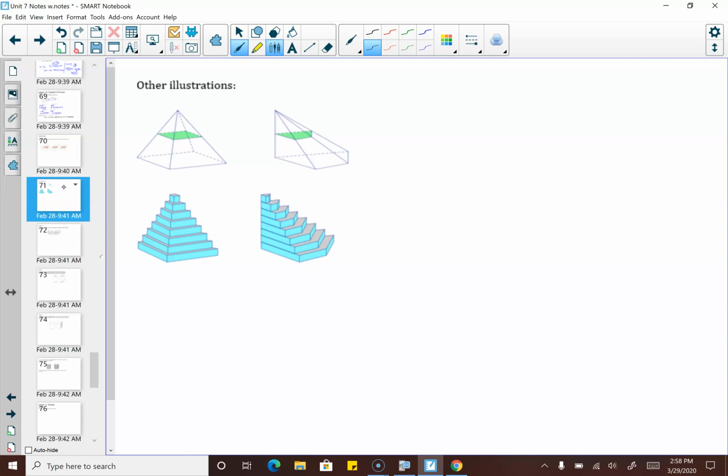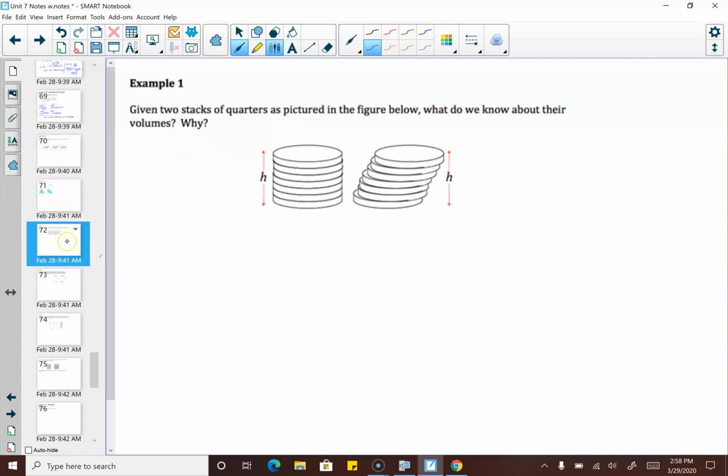And here are some other illustrations. You have a pyramid, or 2 different pyramids, I should say. As long as their cross-section areas are the same and their heights are the same, the volumes are going to be the same. Same thing here with the steps. You can see they basically just took all the steps and slid them over to one side. But if those cross-sections at each level have the same area and the same number of steps going up, then their volumes would be the same.